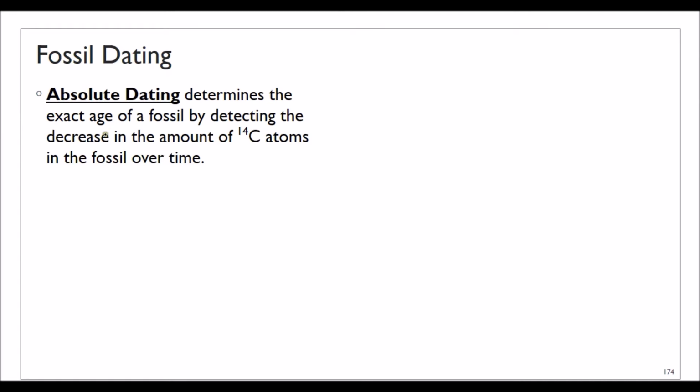So it will determine the exact age of a fossil by detecting the decrease in the amount of carbon-14 atoms in the fossil over time. Now, just a quick recap, this is basically the mass number. So carbon-14 is a type of carbon atom that contains 8 neutrons and 6 protons for a mass number of 14.